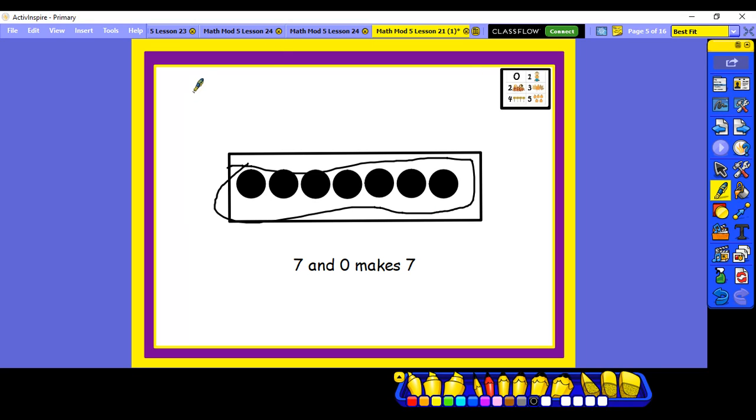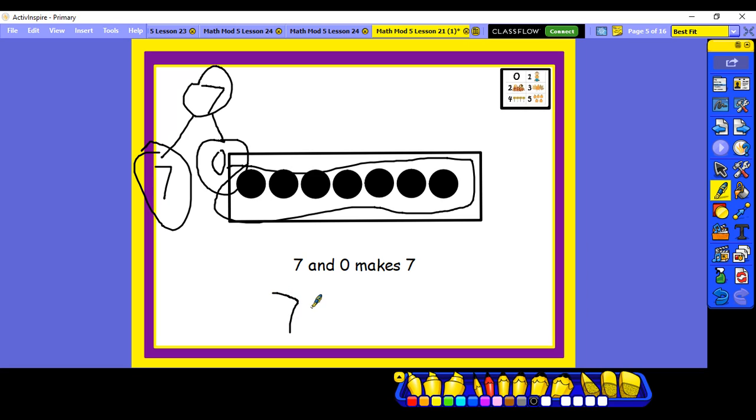If I was going to put this into a number bond, what would my whole amount be? 7. Can you tell me the two parts? Yes, one part would be 7. The other part would be 0. 7 and 0 makes 7. Excellent job.